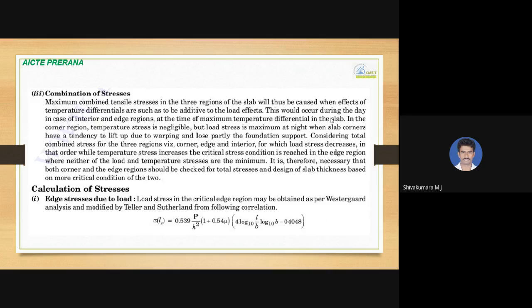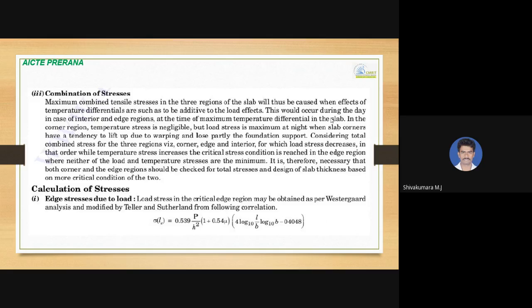Considering total combined stresses for the three regions, that is corner, edge and interior, for which load stress decreases in that order while temperature stress increases, the critical stress condition is reached in the edge region, where neither of the load and temperature stresses are minimum.